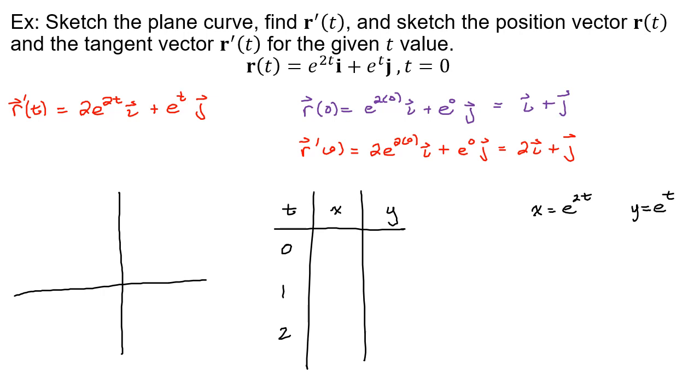So if you plug in 0, we already know that you get the 1 and the 1. If you plugged in, say, 1, you'll get e to the 2 times 1, which is e squared, and e to the first power on the other one. And if you plug in 2, you get e to the 2 times 2, which is e to the 4th, and then e squared. So it's not really good for looking at this, trying to figure out what's going on number-wise, because those are not very good numbers to work with. But one thing I do notice is that this x is actually e to the t, squared.